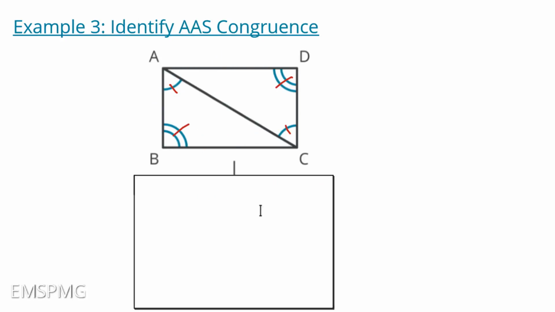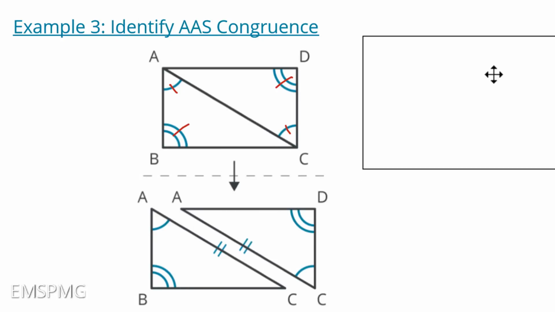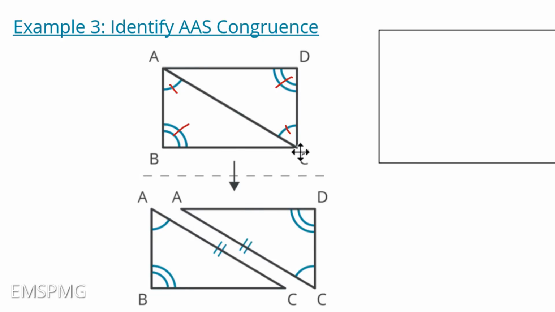Well, if we see that these two triangles, here let me bust out my pointer tool here. We see that these two triangles are sharing this side here. So according to the reflexive property, this side and this side are the same side, so they are congruent. So we have AAS. So these two triangles are congruent according to that theorem.